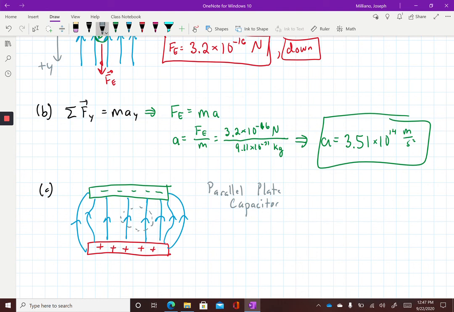So that's our example problem with a uniform field. We'll look at electric fields due to some point charges in the next example.